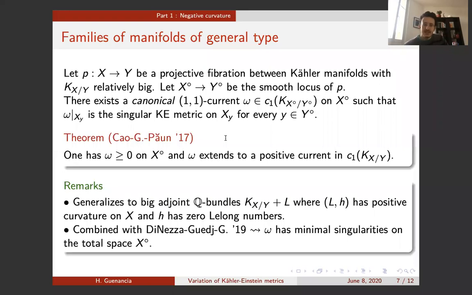Second observation, it's actually really an interesting remark that if you combine that semi-positivity of the relative Kähler-Einstein metric in that case with recent potential estimates for singular Kähler-Einstein metrics, you can actually prove that the current omega defined on X naught has minimal singularities, not just fiber-wise, but globally on X naught. Okay, and that's not completely obvious.